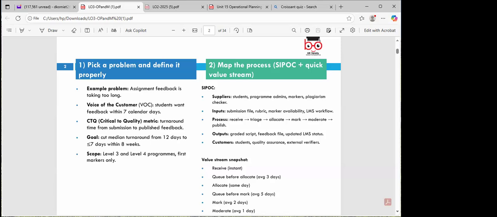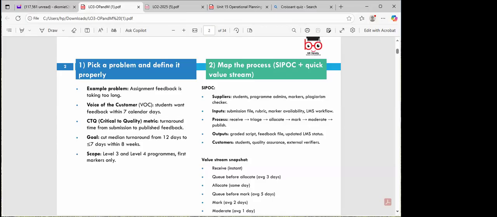So pick a problem. One of it is like assignment feedback is taking too long. They give an assignment, the feedback is taking too long. You present an assignment to us, okay? And to give us a feedback is taking too long. So define the problem.